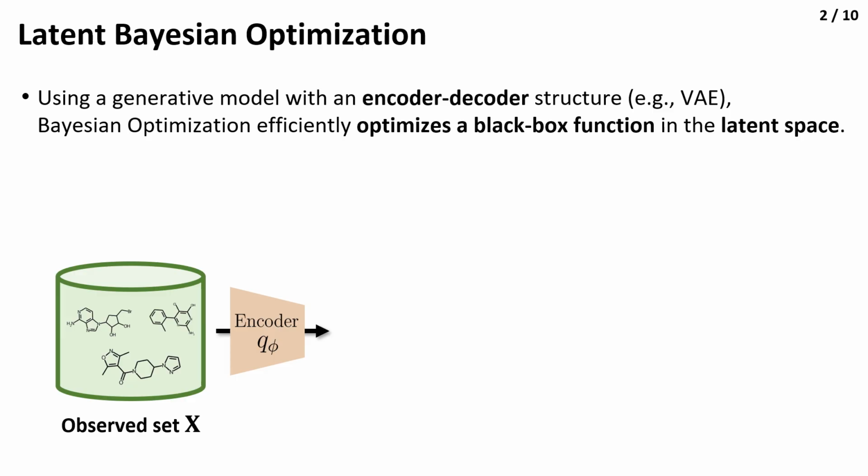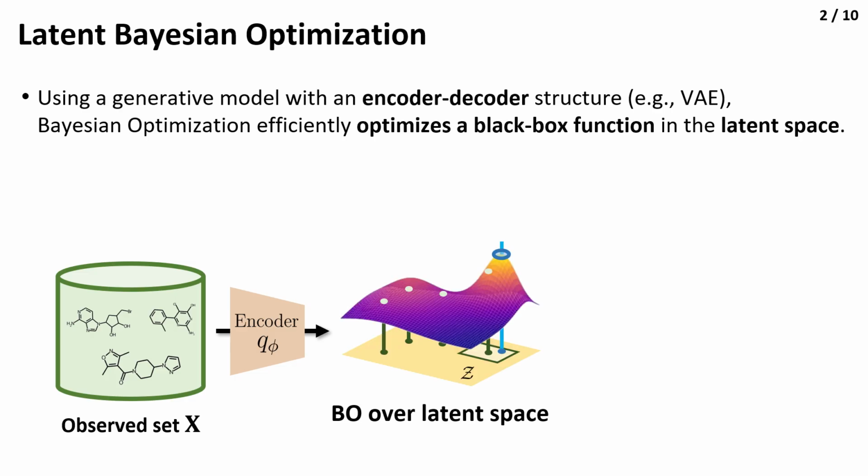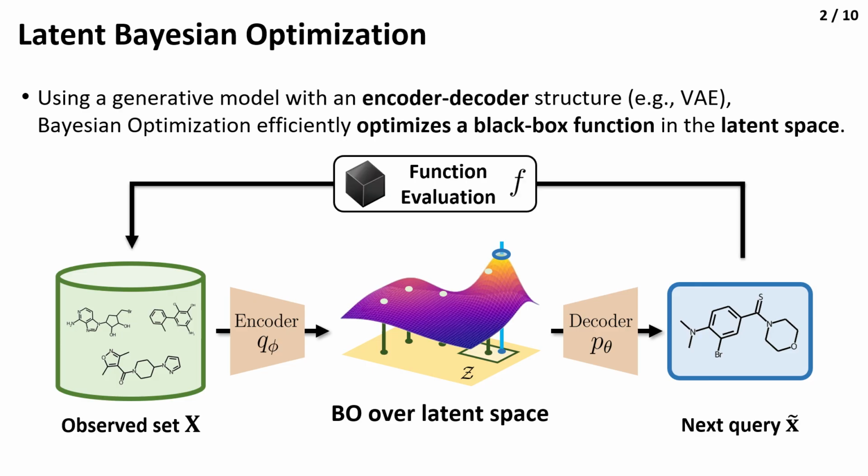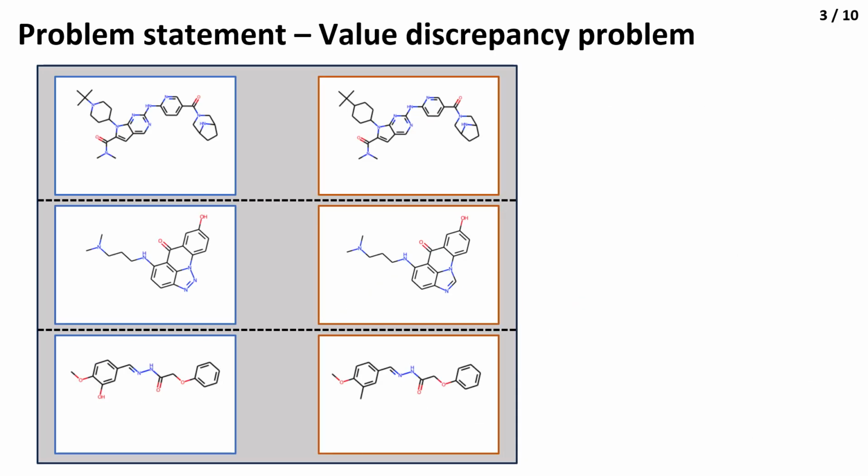First, the observed set X is encoded to the latent space with encoder q_phi, and then we conduct Bayesian optimization based on the latent representations and their corresponding objective values to select the next query point. And the decoder maps the latent of the next query point back into the input space. The black box function is evaluated at the new input x tilde and we update the data. But there is a problem, which is called the value discrepancy problem.